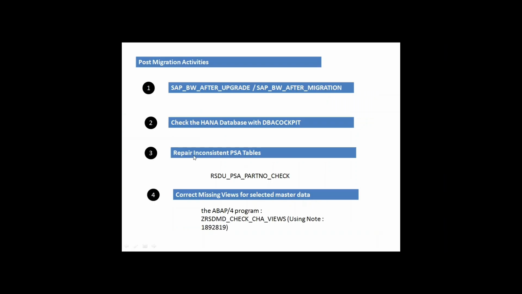Next, this one, repair inconsistency PSA. This is an important point. Recently, I discussed with one of my friends who has done a migration what the problem was. One more thing: as part of pre-migration or pre-upgrade, we unschedule all the process chains, because normally you have daily processes running which load the database. During upgrade, you stop all the data loadings. When you say you're stopping the data load, it means all the processes will be removed from schedule.